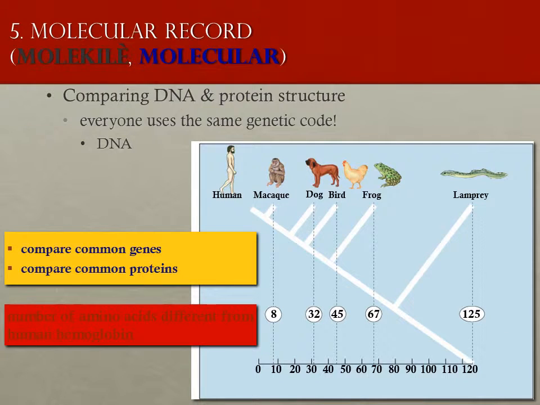the body of a macaque, which is a monkey, a dog, a bird, a frog, or even a fish, we will find that we all share a very, very old common ancestor. How do we know this? Because we can look at the DNA and look at the different genes that are on the DNA structure.